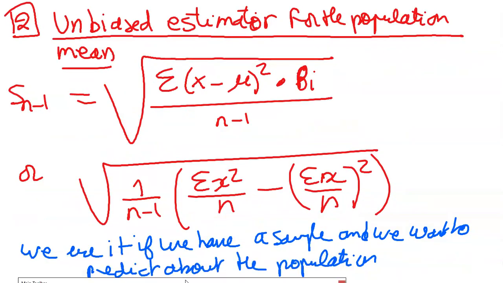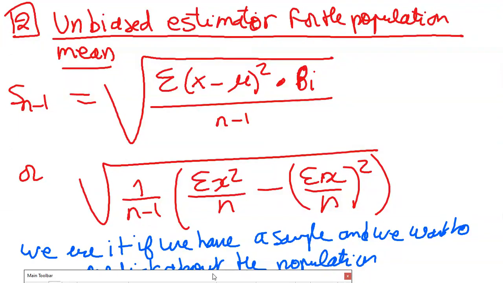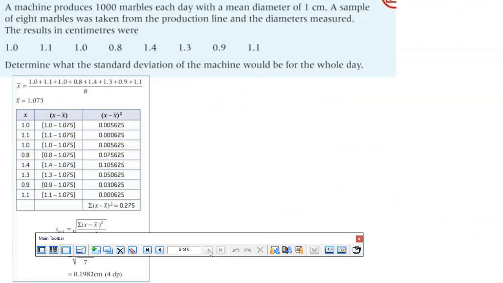Now, unbiased estimator for the population. For the population, I can predict what's going to happen to this population. So I have those two formulas. We use them if we have a sample and we want to predict about the population. We're going to do an example, and that's it.